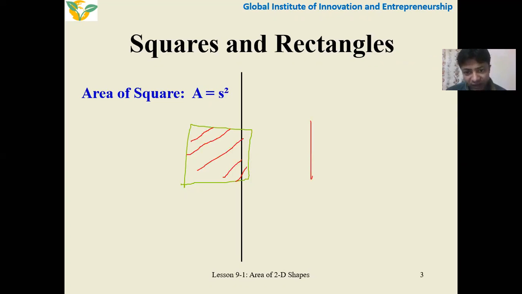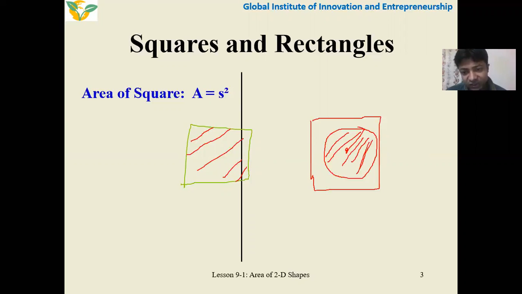Or suppose you have a grass field. In the center of this field, a cow is tied with the help of a rope. Then the cow will move like this in a circular shape, and it will eat the grass of this circle. So the grass eaten by the cow is simply the area of the circle. Okay. Now I will tell you the area of different geometrical shapes.